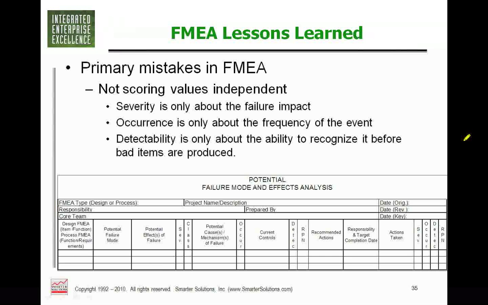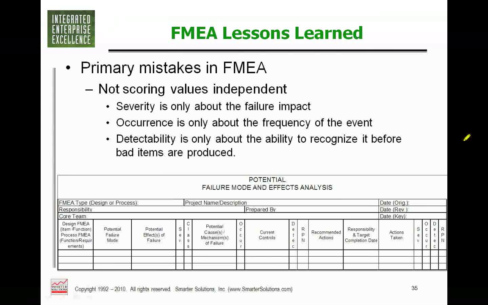Another one here is not scoring values independently. Now severity is only about the failure's impact. So we're saying if it occurs, what is the severity of it? Okay, it's not looking at the likelihood of it. Now occurrence is only about the frequency of it occurring. So it's not dealing with anything to do with severity.